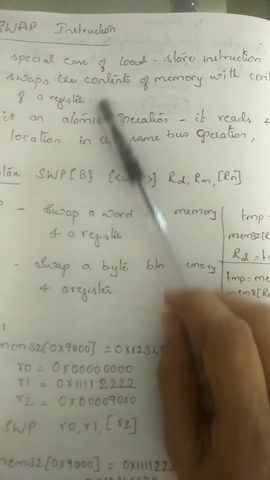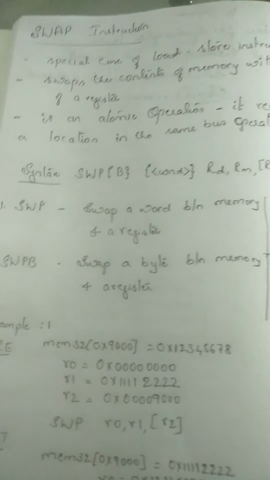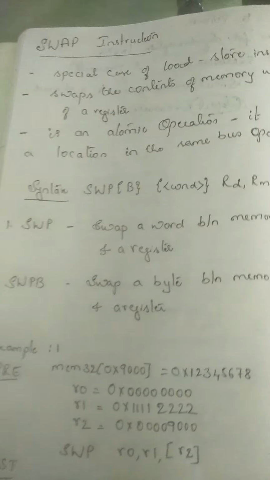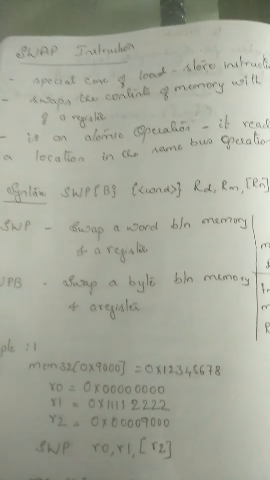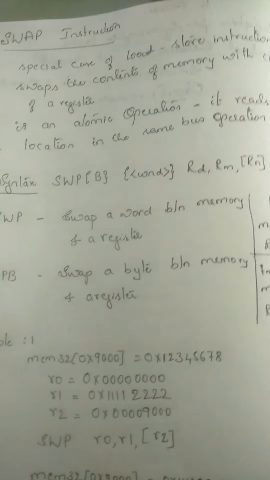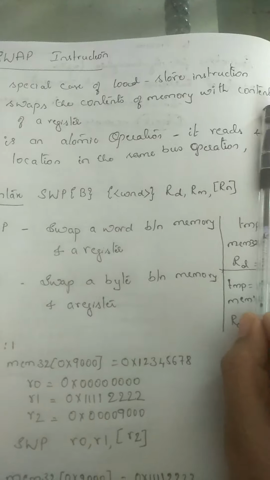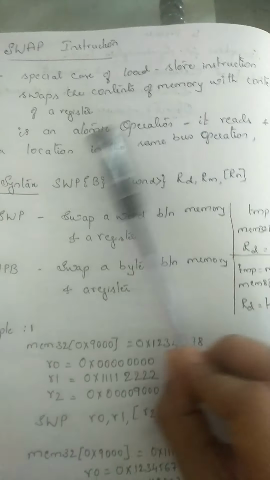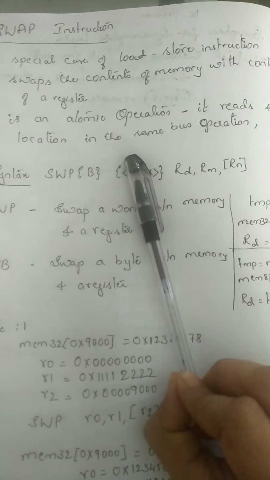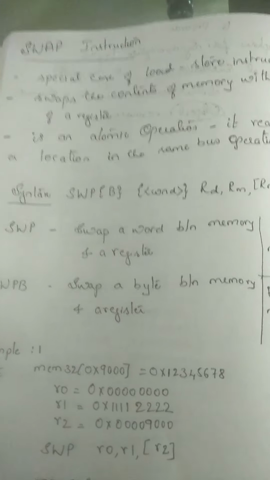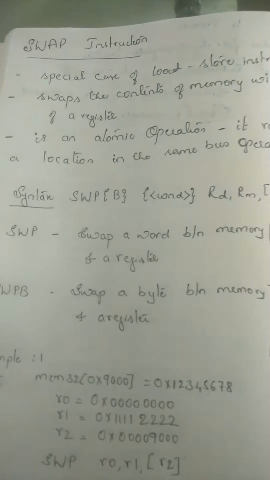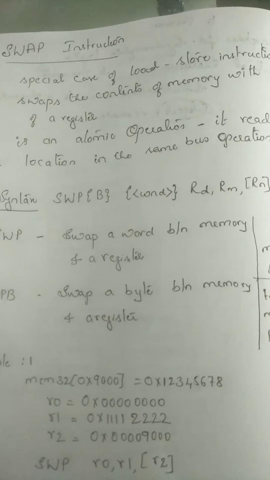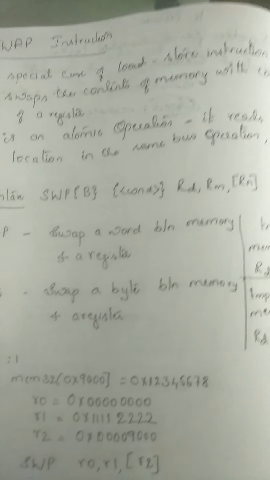It's a special case of load store instruction. Load store instruction is nothing but the movement of data between the memory and a register. Here it swaps the contents of memory with the contents of a register. And it is an atomic operation. It reads and writes a location in the same bus operation, and it prevents other instructions from executing at the same time. That means it will not allow any other instruction to execute when the swap instruction is executing.